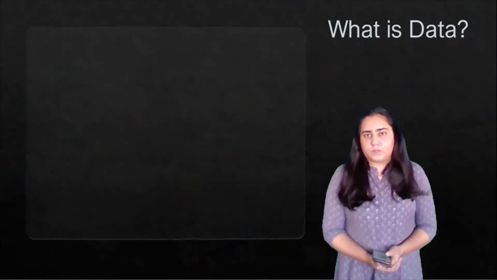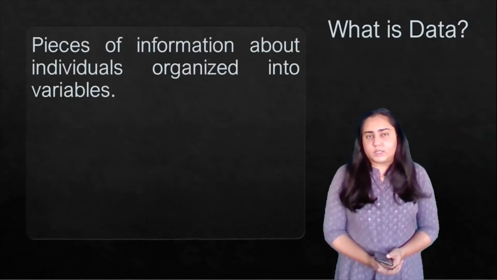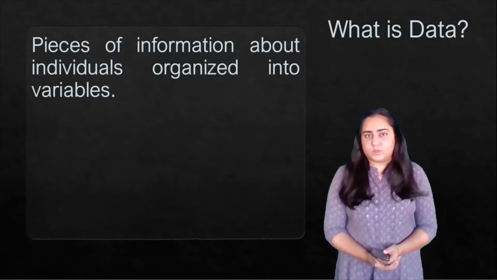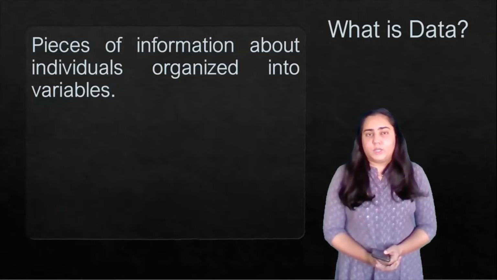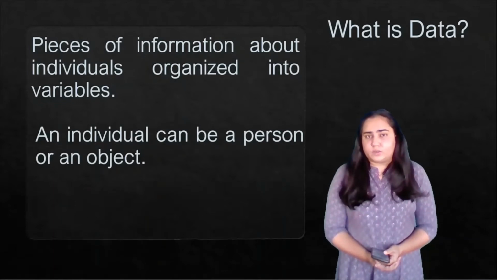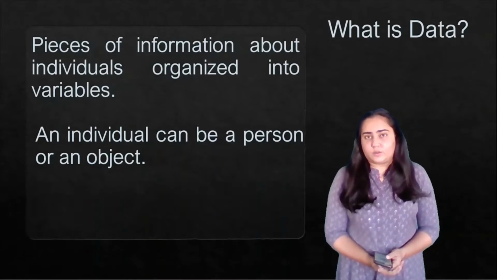First of all, we are going to answer the question, what is data? Data is nothing but pieces of information about individuals organized into variables. And there are two things here that you need to know. The first is, who are individuals? Now, an individual can be a person, but it can also be an object.